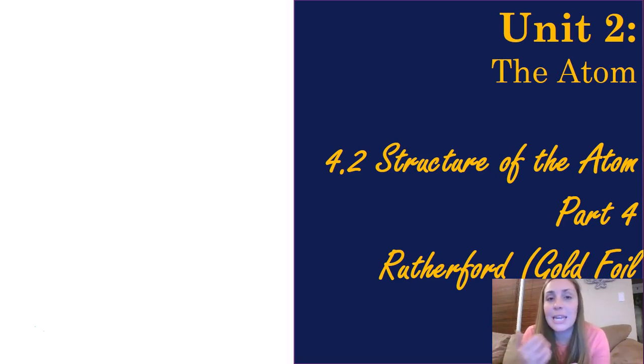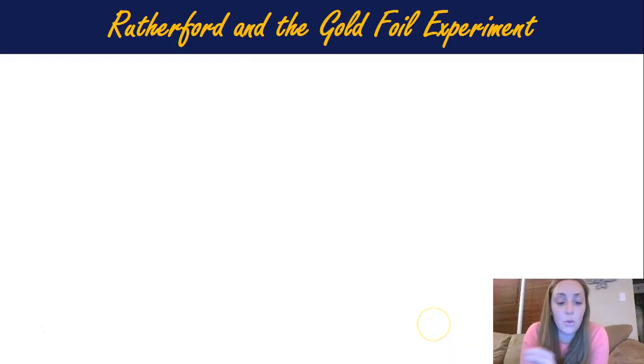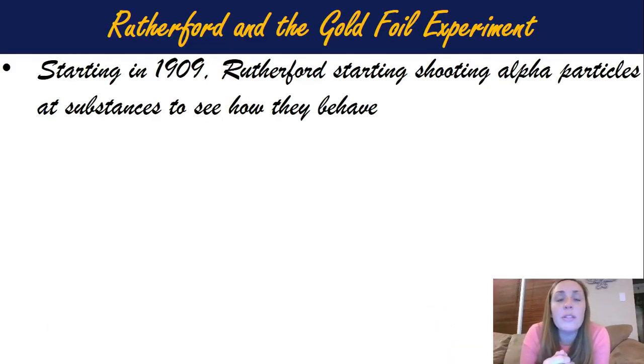So we're going to see how this experiment goes against the plum pudding model we saw from J.J. Thomson before. All right, so Ernest Rutherford and the gold foil experiment. This all started in 1909, so just over 100 years ago, really not that long ago. Rutherford started shooting alpha particles at substances to see how they behave.